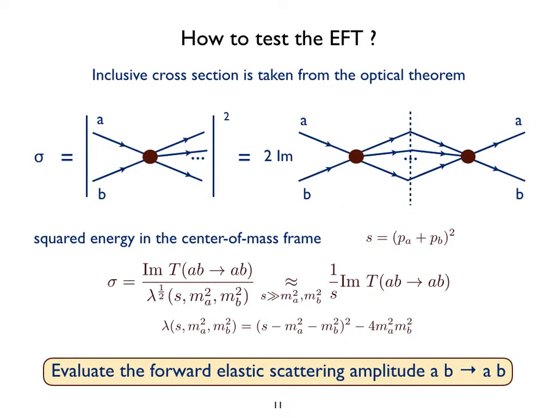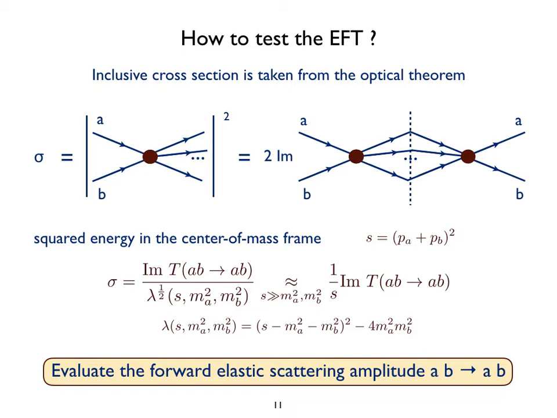Before going into more detail about such a framework, let's consider the way to test it. Fortunately, the inclusive cross-section of the line shape is directly related to the forward scattering amplitude by means of the optical theorem. To test the effective field theory, we have to calculate the forward amplitude in the elastic scattering of two particles, which automatically gives us the inclusive cross-section. In case of the high energy scattering, the optical theorem looks very simple.